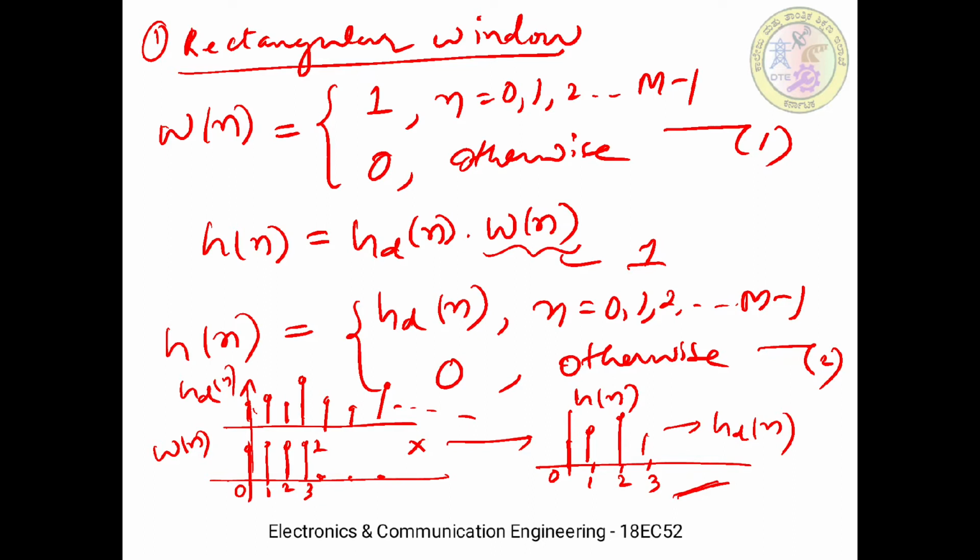Okay, so now we will consider this window function in detail. What is the effect of the window function on the desired frequency response hd of omega? We know that the multiplication of the window function w of n with hd of n is equivalent to the convolution operation. So convolution is between hd of omega and w of omega, where w of omega is nothing but the frequency domain representation of the window function.